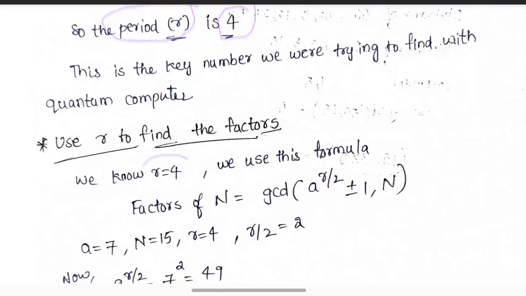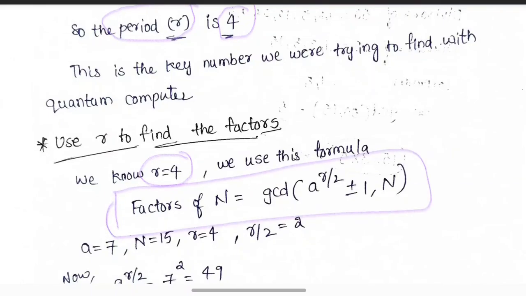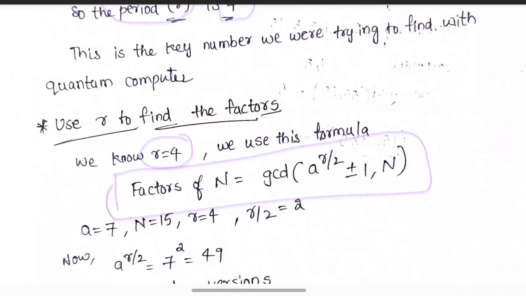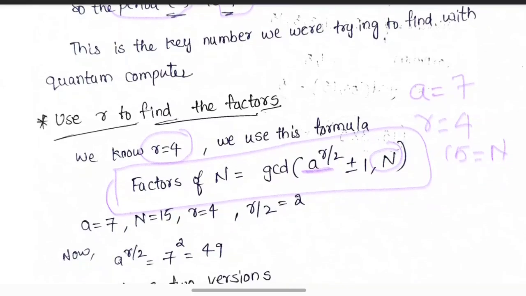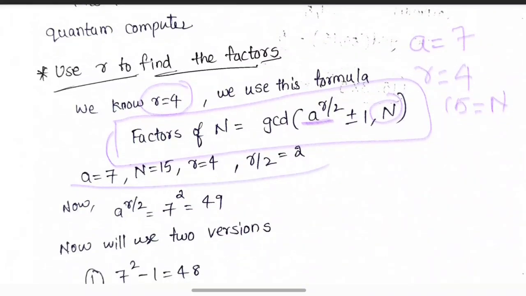Now we know R is equal to 4. So this is the formula of Shor's algorithm. How we need to factor out the factors of n, that is nothing but prime factors of n: GCD of a power r by 2, where a is equal to 7 that we have picked already. R you already know, 4. N you already know, 15, right?